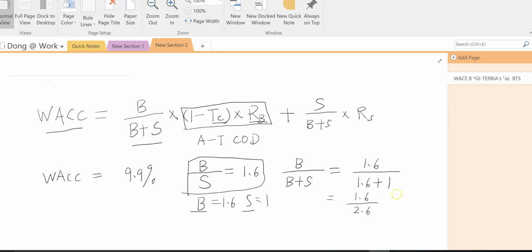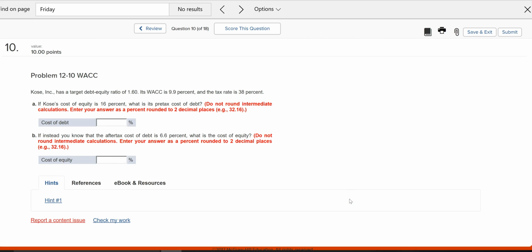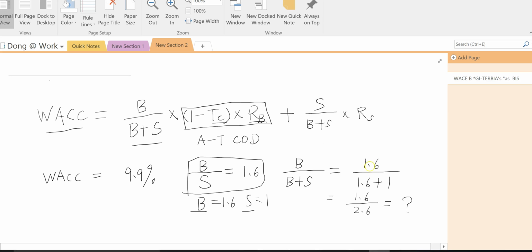And here I don't want to go further and give a specific number, because if you check the requirement of this question, it asks you not to round intermediate calculations. Sometimes this is very important to make sure your final answer lies within the tolerance level. So that's why I just write down B over B plus S like this, without using my calculator to get this number, because I would have to round it.